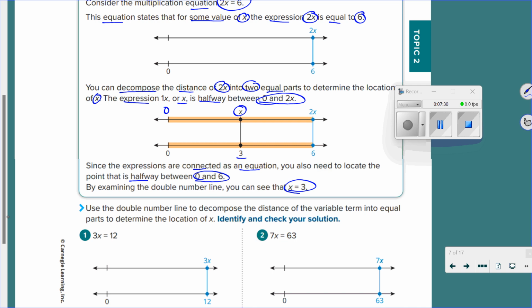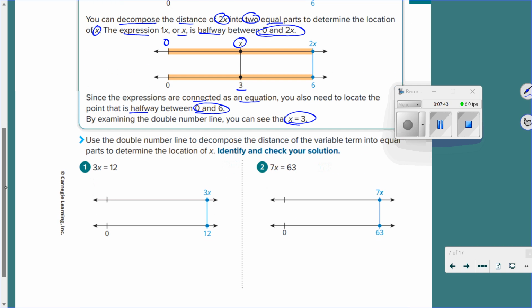What if it's on the picture? Have I done the solution? No. I have the information for the solution, but I have not yet written it. So let's do a couple more. We're going to use the double number line to decompose the distance of the variable term into equal parts to determine the location of x. You have 2 parts, identify and check your solution.